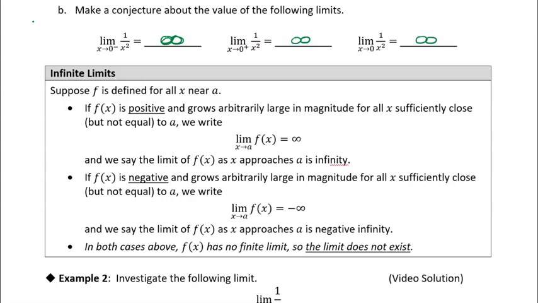Now it could also go in the negative direction. If f of x is negative and grows arbitrarily large in magnitude for all x sufficiently close to a, we say that the limit as x approaches a of f of x goes to negative infinity. Now in both of these cases, the limit doesn't exist. Even though we say the limit goes to infinity or negative infinity, technically the limit doesn't exist in either of these cases. There's no finite limit. I'll meet you in the next video.